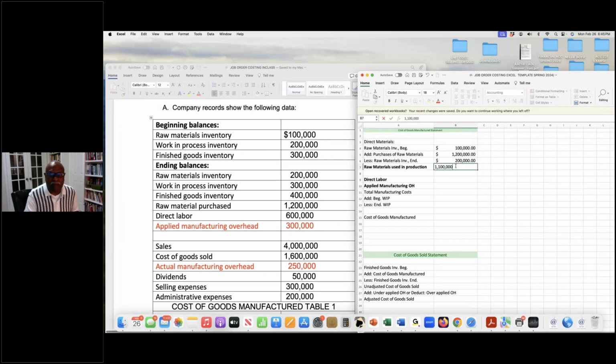So the first thing we do, we put in the raw materials used: 100,000, 1,200,000, less 200,000, 1,100,000. We've already got those values. We just have to pull those numbers in. Beginning inventory, purchases, less the ending inventory of raw materials. The raw materials used was 1,100,000. Direct labor is right there, 600,000. That's the second item.